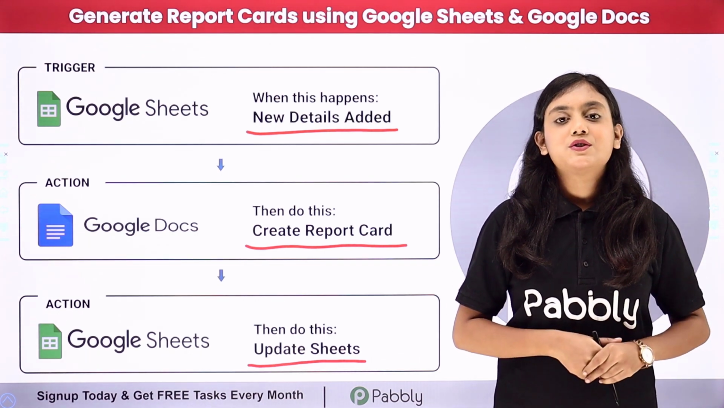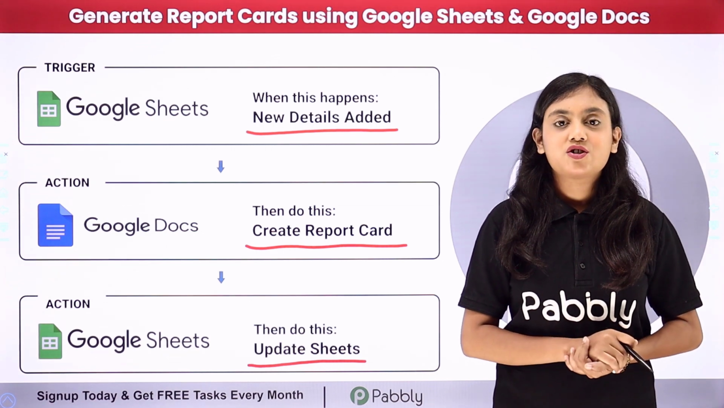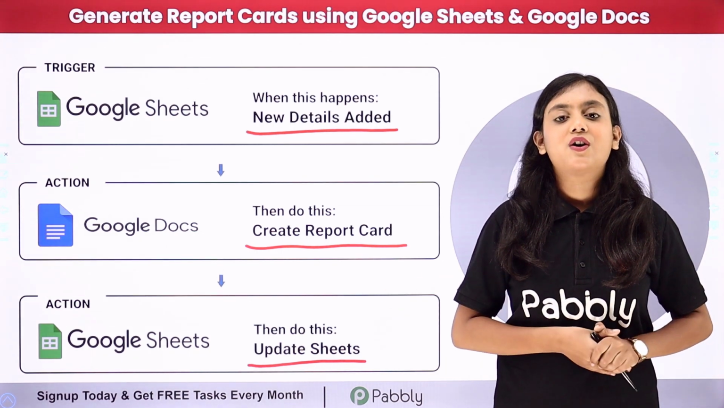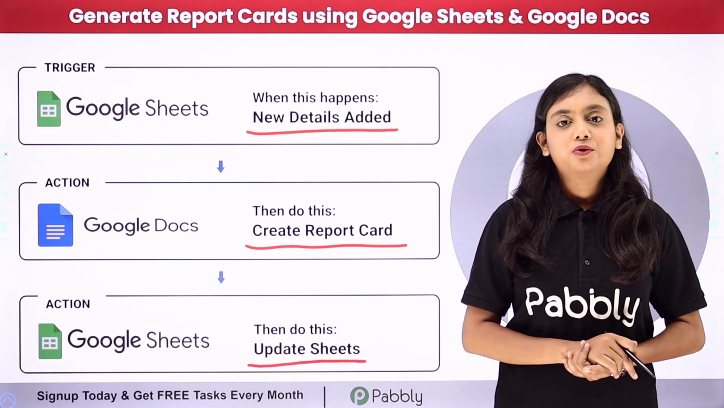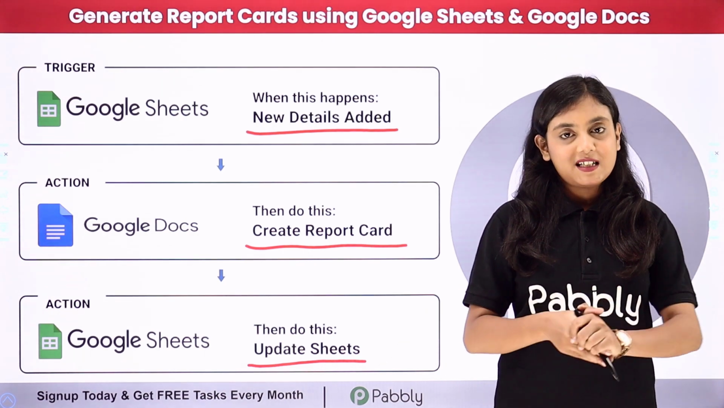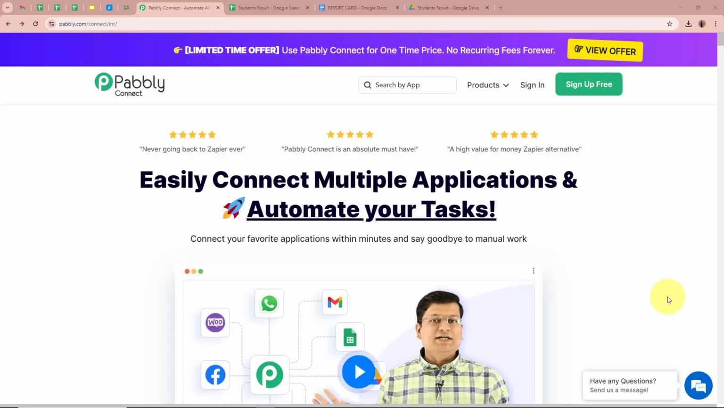For that, what we are going to do is simply create an automation between Google Sheets and Google Docs with the help of Pabbly Connect. So if you want to learn how to do this amazing automation, then let me take you all to my screen. In this video, we're going to learn how to generate a school report card using Google Sheets and Google Docs.